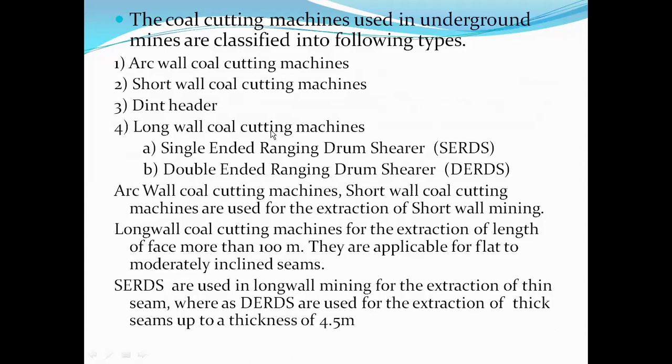Next, what kind of machinery is used in the case of long wall? It depends on the face length. If the machine contains a single cutting drum, then it is known as single-ended ranging drum shearer. If the machine contains two cutting drums, then it is known as double-ended ranging drum shearer, DERS. SERS are used in long wall mining for the extraction of thin seams, whereas DERS are used for the extraction of thick seams up to a thickness of 4.5 meters.